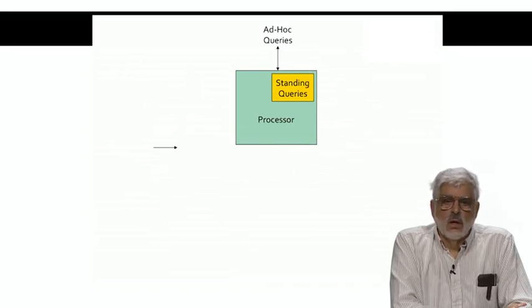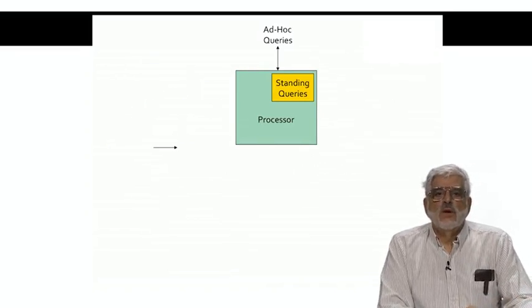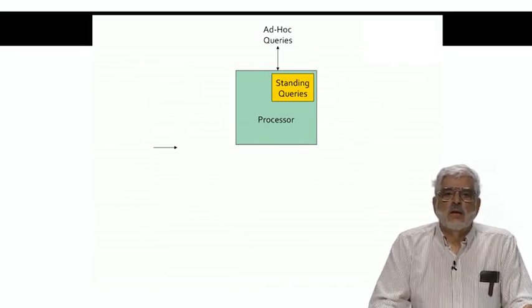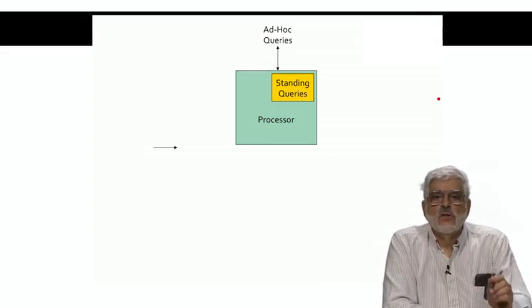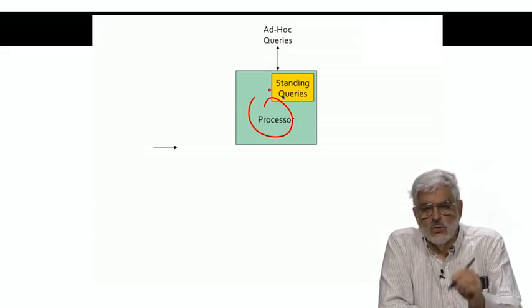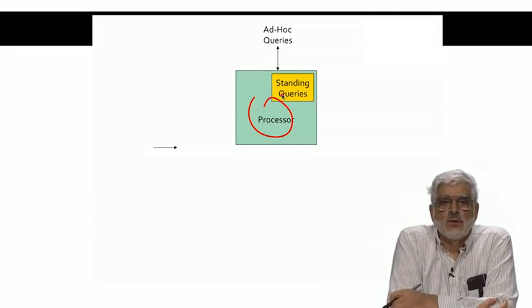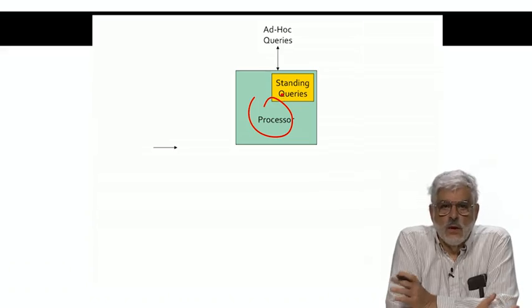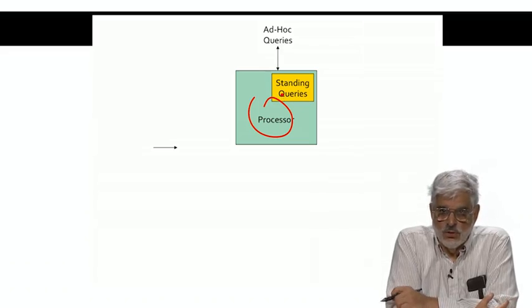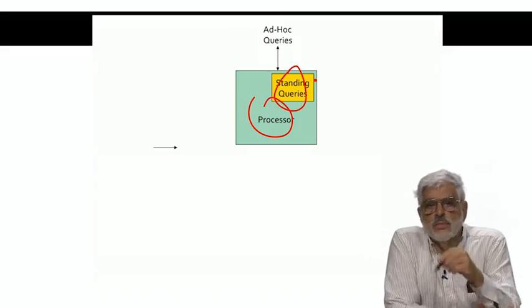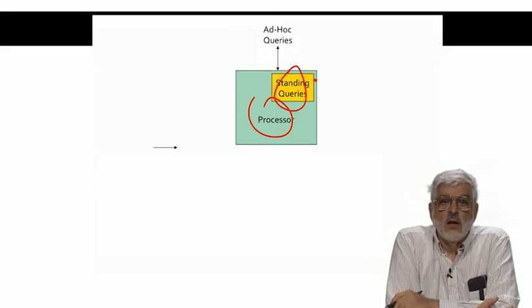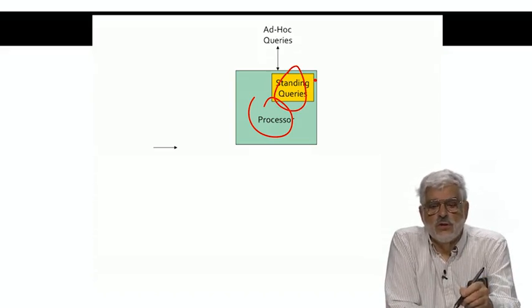So here is a very simple outline of what a stream management system looks like. First, there's a processor, which is the software that executes the queries. The processor could, of course, be a large number of processors working in concert. The processor may store some standing queries and also allow ad hoc queries to be issued by the user.